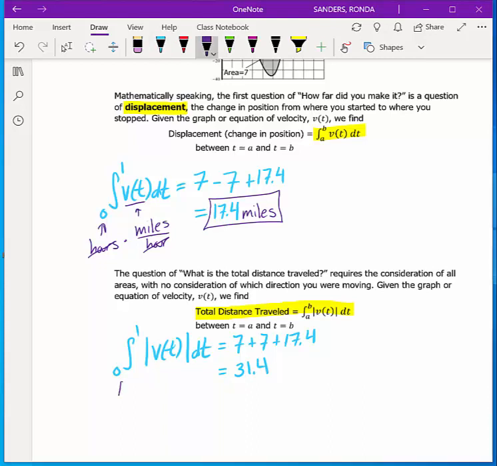Again, with the units, 0 and 1 are in hours. The absolute value of v of t is still in miles per hour. We evaluate the integral, multiplying our units, the hours cancel, and we end up with miles. Our total distance traveled was 31.4 miles.